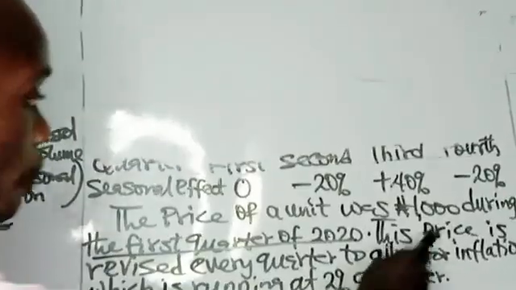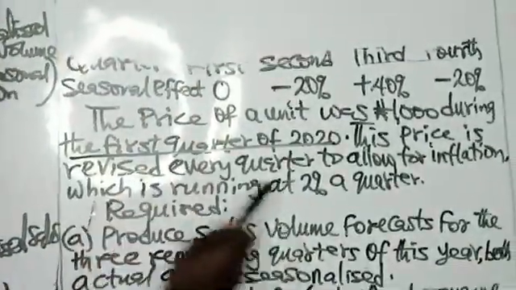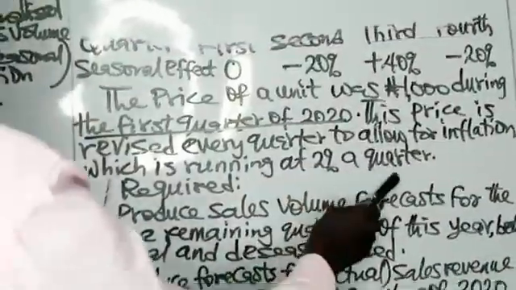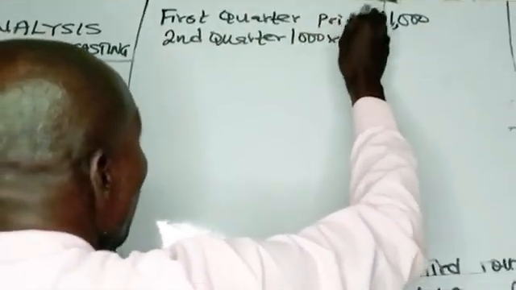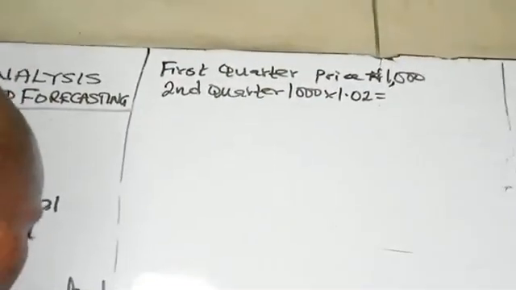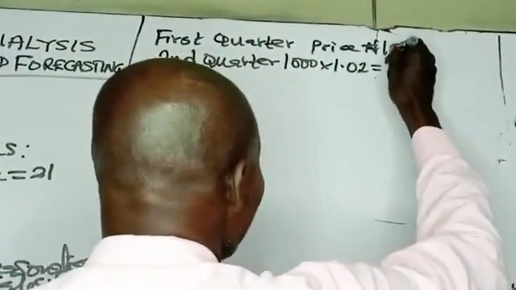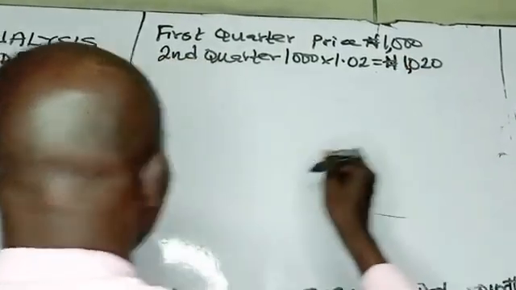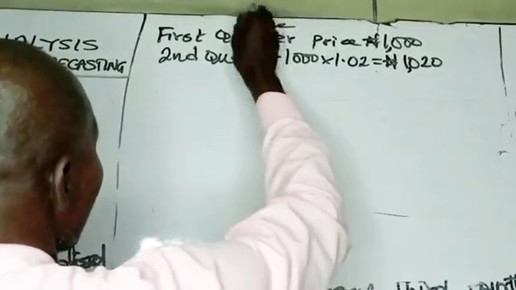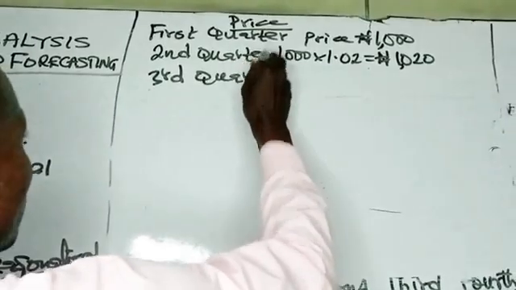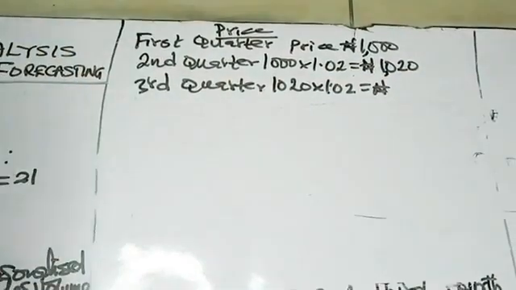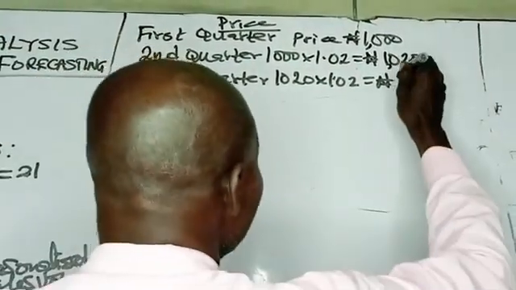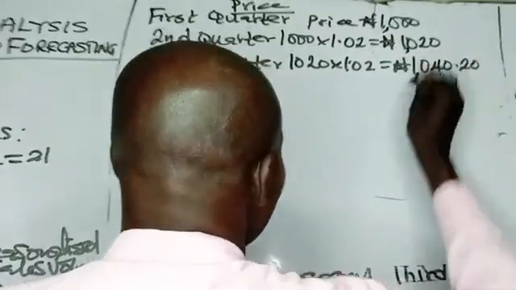You were told this price is revised every quarter to allow for inflation, which is running at 2% a quarter. So second quarter, if inflation of 2% has occurred, times 1.02, that gives us 1,020 naira. This is price. Then third quarter, which will be 1,020 times 1.02. We have 1,040.40.